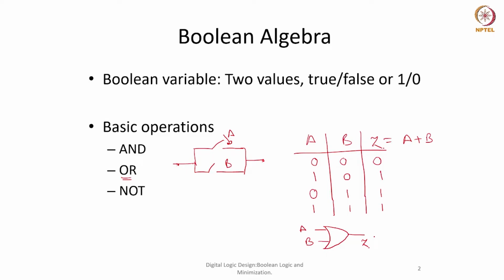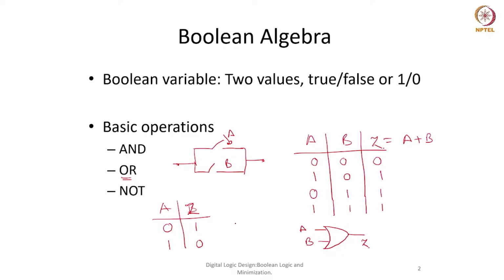The other one is called NOT. NOT is an inverter. So this will have only one input and one output. If A is 0, input is 0, the output is going to be 1. If input is 1, output is going to be 0. So that's how a NOT gate, or a NOT operation, will work.